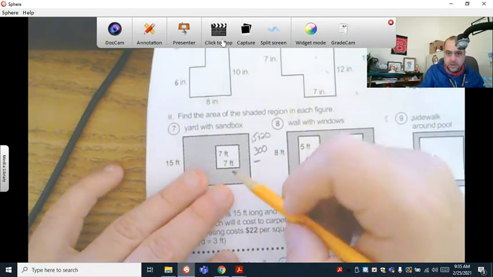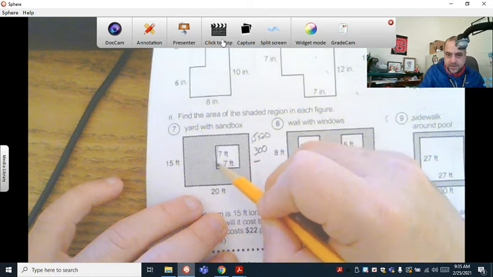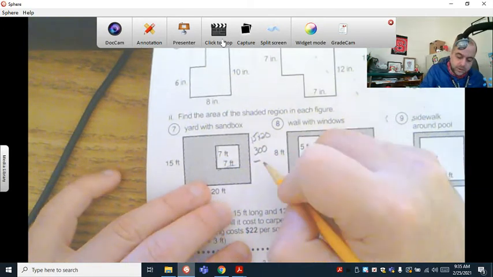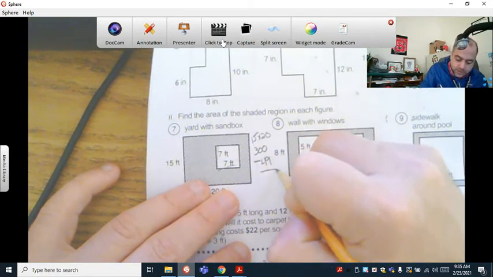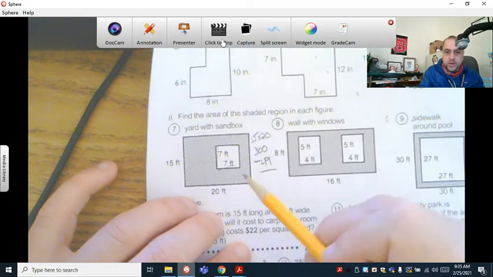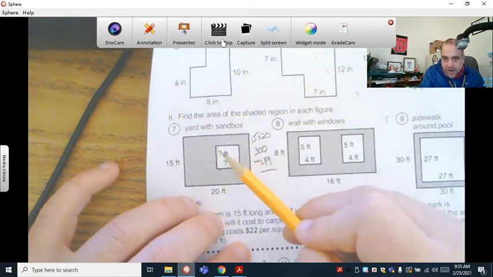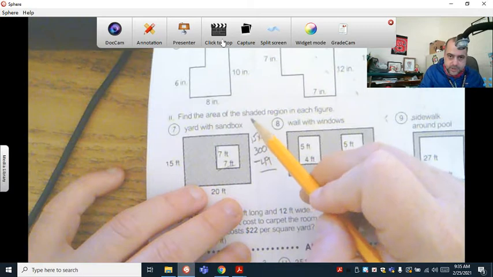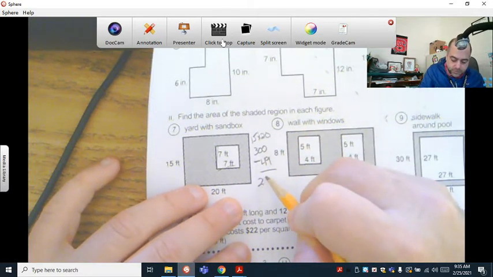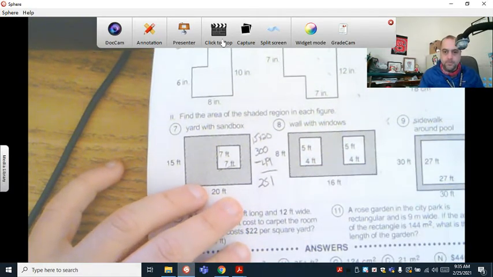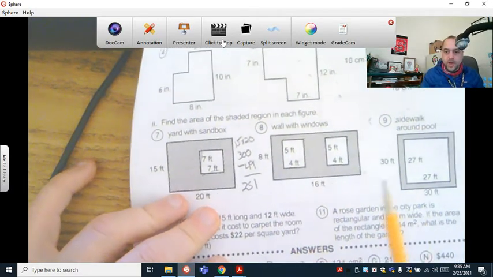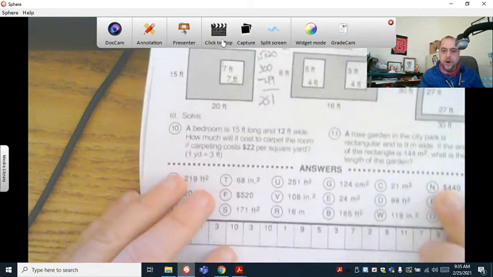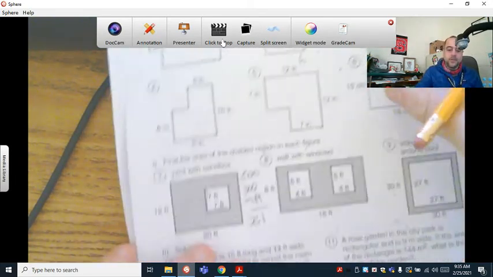minus this piece. 7 by 7 is 49. So if the whole thing is 300, we subtract out the box, which is 49. We're left with just the shaded region, 251. Okay, you do the same way on these two problems. And remember, all your answers are down at the bottom.